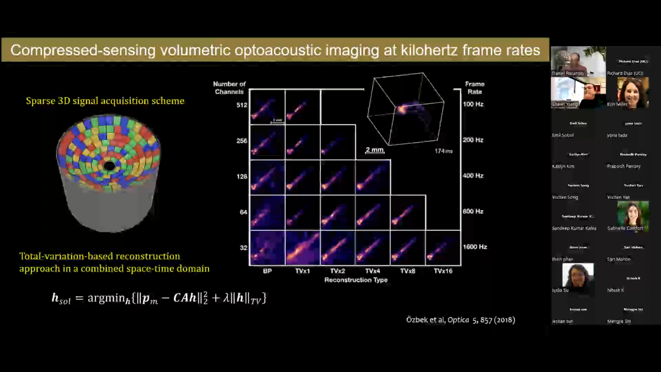So for the image reconstruction, we developed a special type of total variation-based reconstruction approach in a combined space-time domain. And here you see a movie of the performance of this imaging approach. So basically, you can see images of a zebrafish swimming in a small aquarium rendered at a speed of 1,600 volumes per second. So here you see milliseconds running. So it's slowed down more than 10 times.